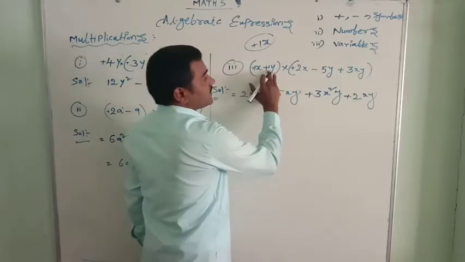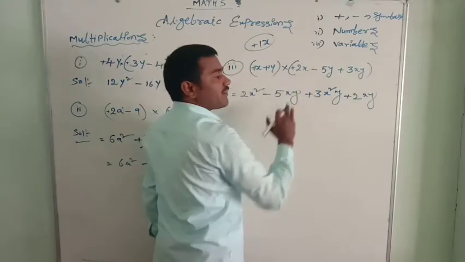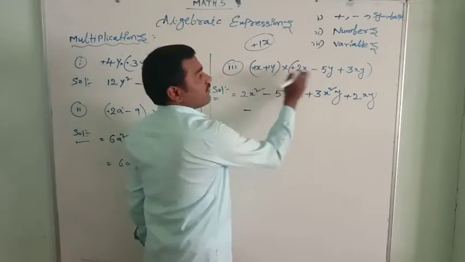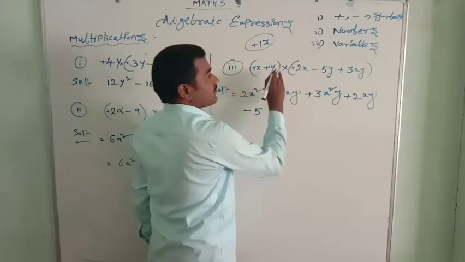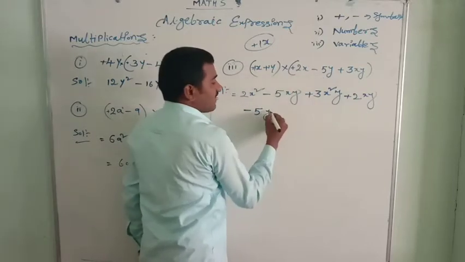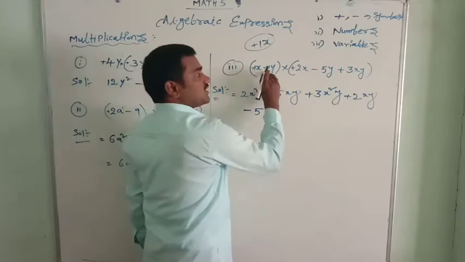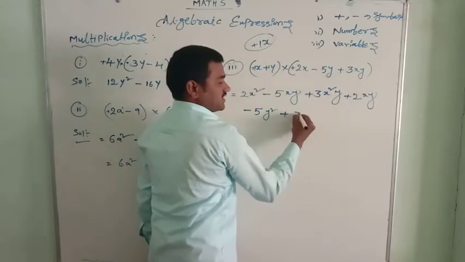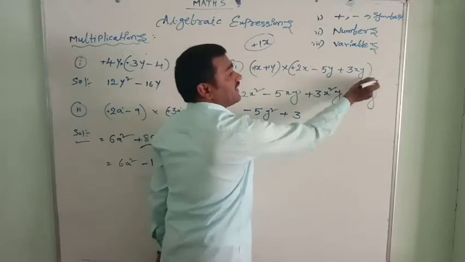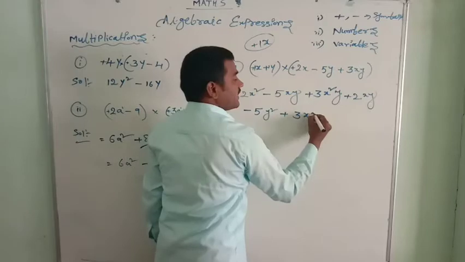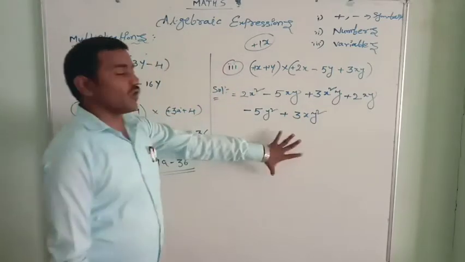Next, with 1y, we'll multiply minus 5y. So plus into minus is minus. 1 into 5 is 5. Y into y is y square. Simple. Next, we go for this. Plus into plus is plus. 1 into 3 is 3. Y into xy. X there is only 1. Here y and here y. There is a y square. So we got this now.